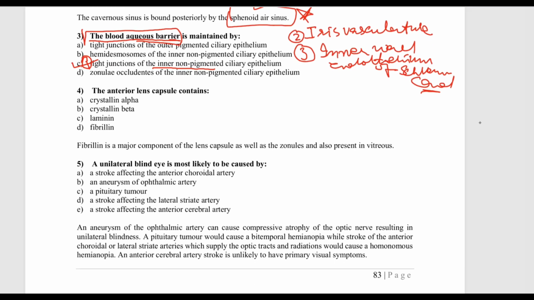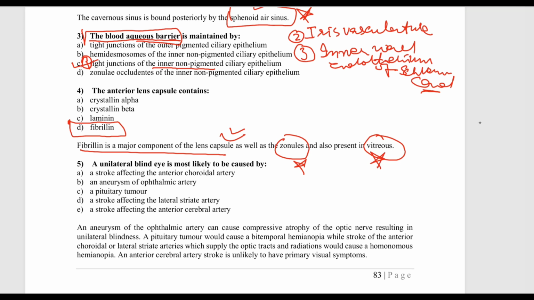So the next question is: the anterior lens capsule contains what structure? The options are crystalline alpha, beta, laminin, and fibrillin. The correct option is fibrillin. Fibrillin is the major component of the lens capsule and also other important structures like the zonules, and it is also present in the vitreous. So these are very important.